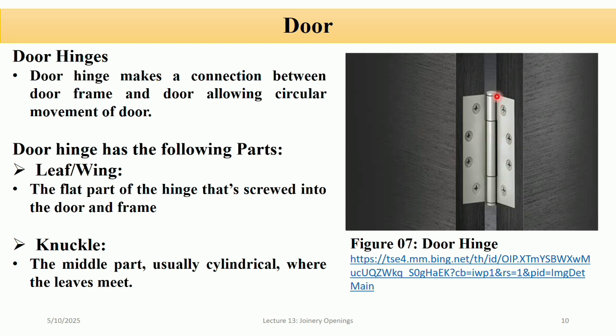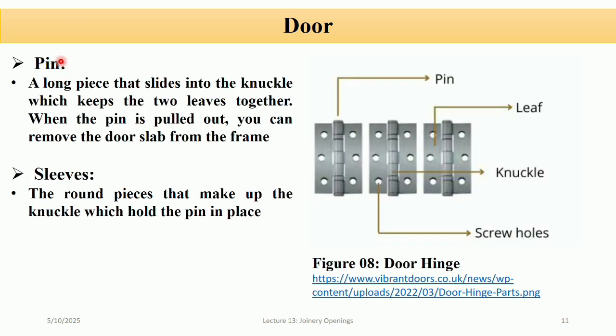A pin runs through the knuckles, holding the leaves together and allowing the door to pivot. So we discussed this pin. This is the pin which is provided in a knuckle. Sleeve, the round pieces that make up the knuckle which hold the pin in place. And these are the screw holes, and this is the sleeve.